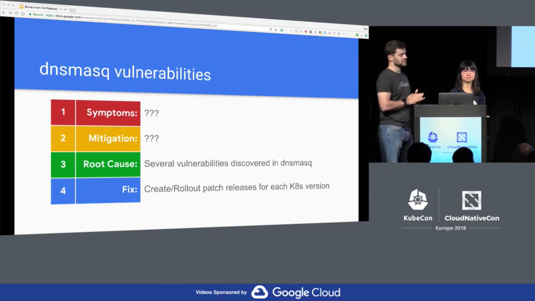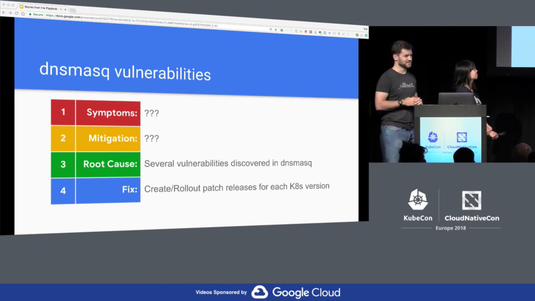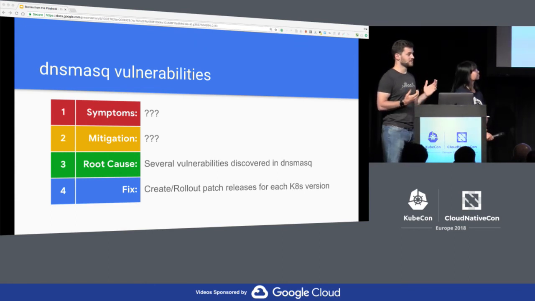The final incident we're going to talk about is to do with dnsmasq vulnerabilities. It fits really poorly into this incident format that we came up with, but it's an interesting one to talk about nonetheless. Bit of background to start with. dnsmasq runs as part of the kubedns add-on on every cluster that GKE manages. And we were notified by our internal security team that there were a number of vulnerabilities in dnsmasq.